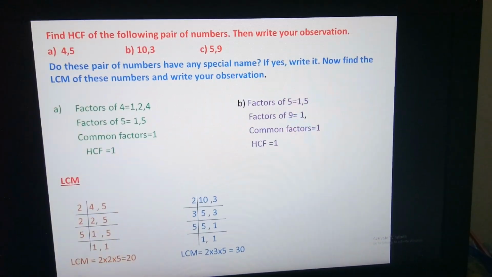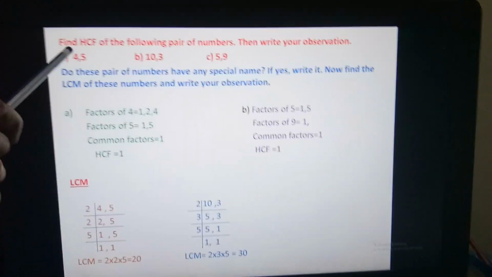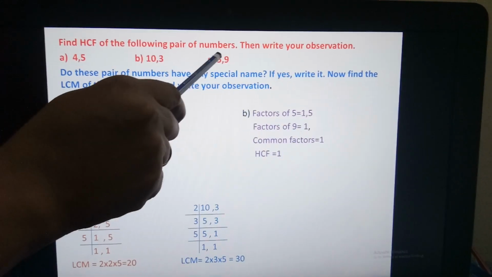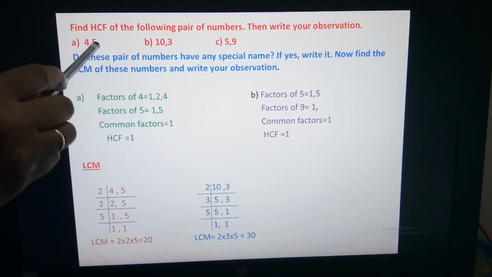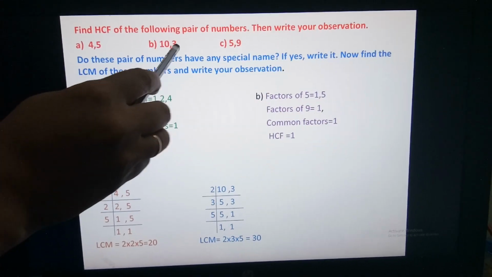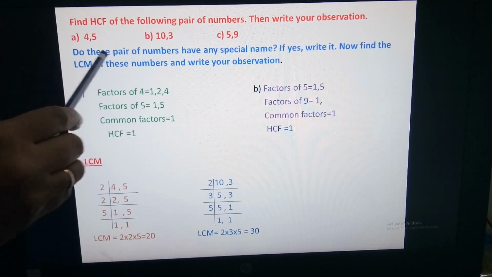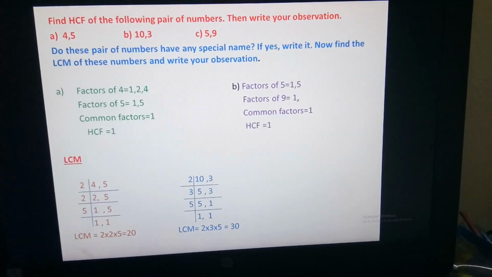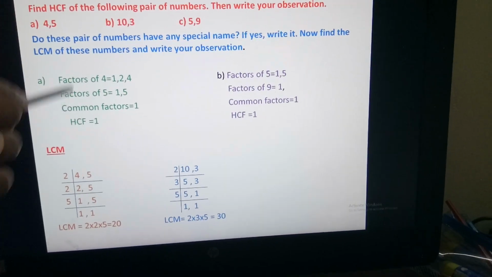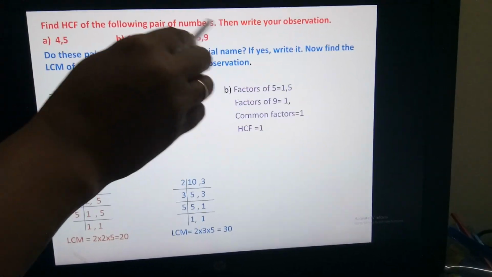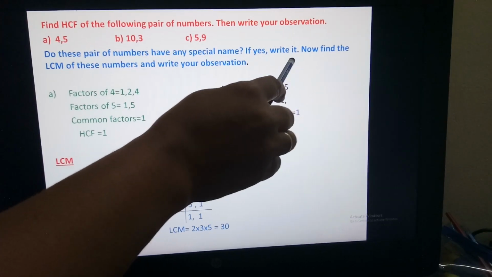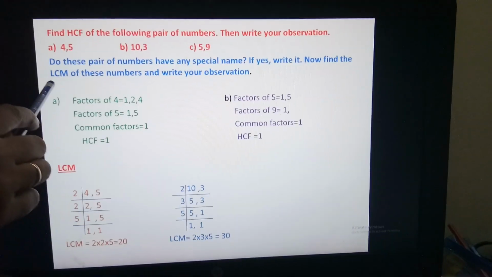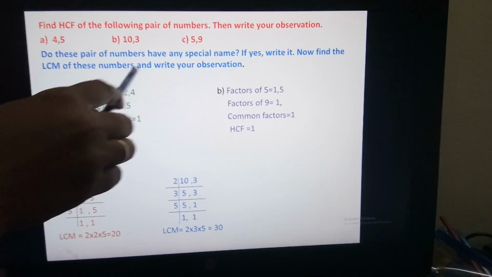Now another question. Find the HCF of the following pairs of numbers, then write your observation. Okay, so I have given a few pairs. First 4, 5 and 10, 3 and 5, 9. Next, do these pairs of numbers have any special name? After finding this, you have to find out whether these pairs of numbers have any special name. If yes, write it. Now find the LCM of these numbers and write your observation.